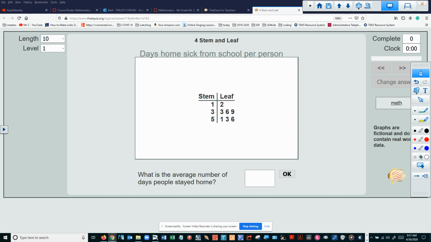We've been talking about mean. We're going to continue on with mean. This time we're going to talk about stem and leaf. You know what a stem and leaf is?